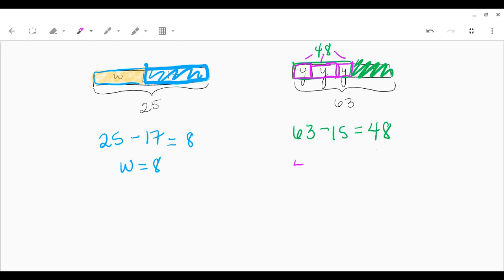When I think about splitting equally, the operation that comes to my mind is division. So I'm going to do 48 divided by 3, and I'm going to get my answer of 16. So I know that y is equal to 16.